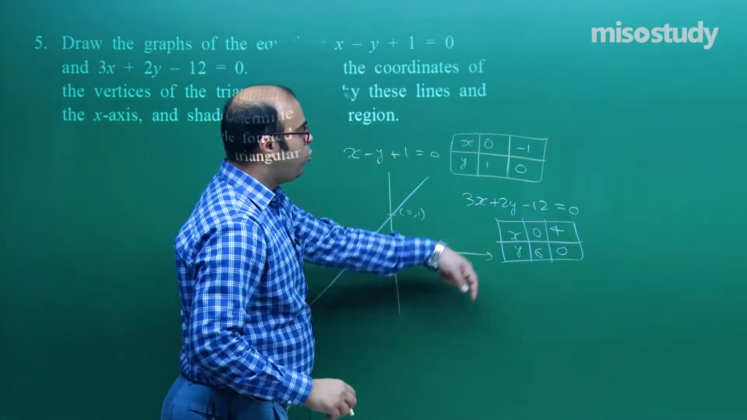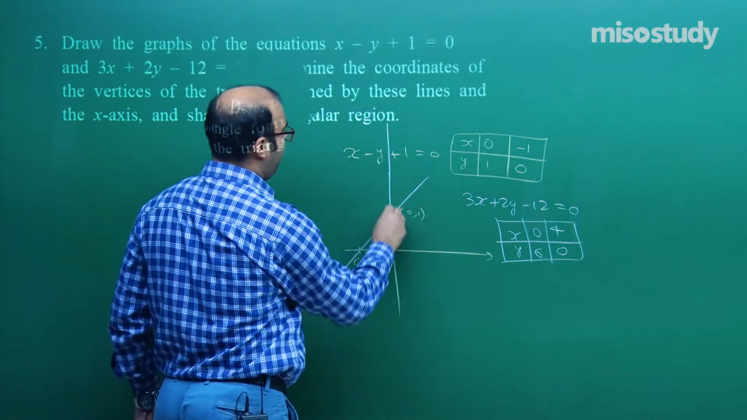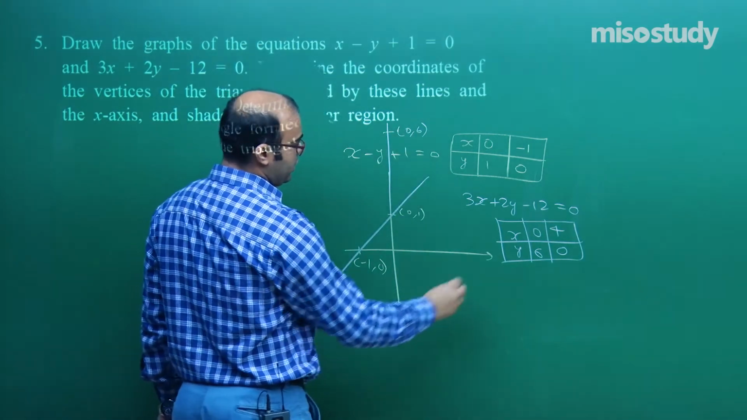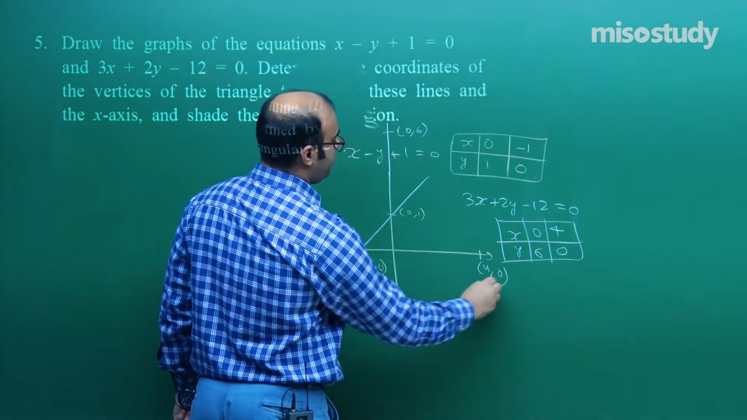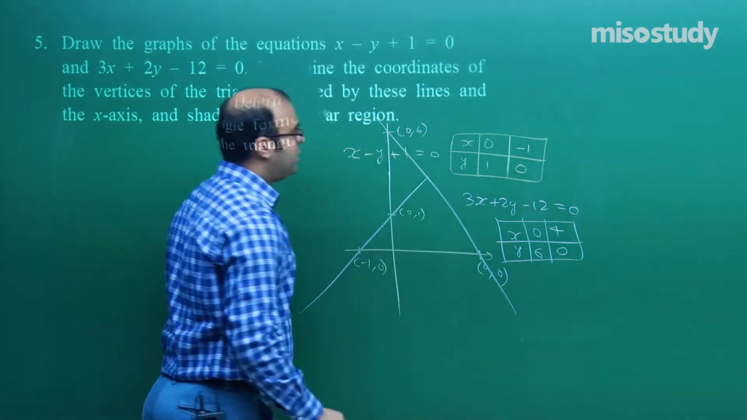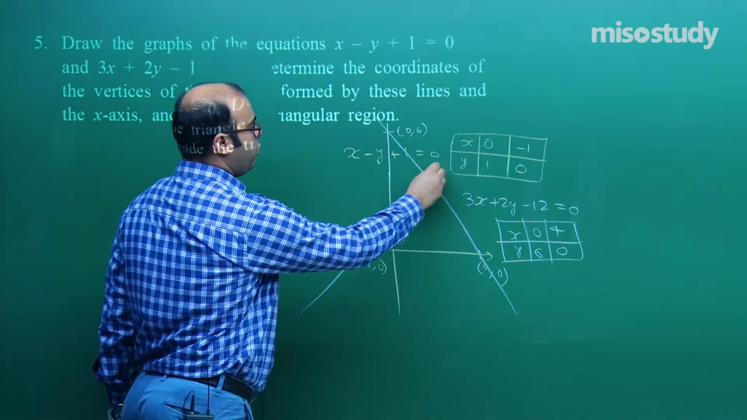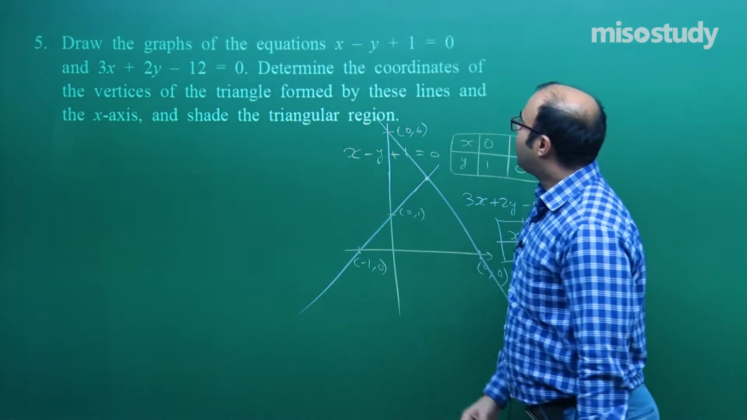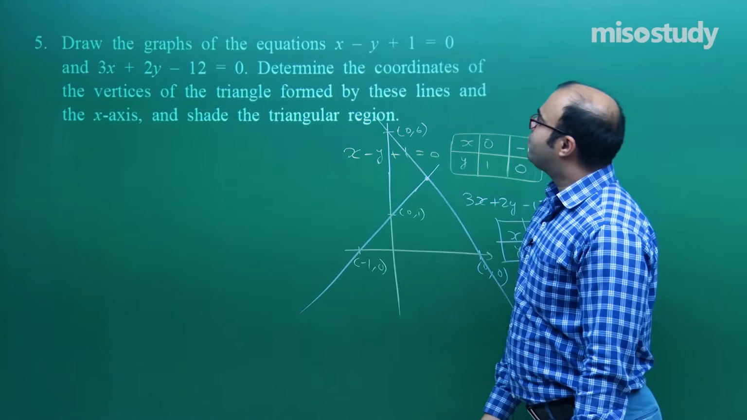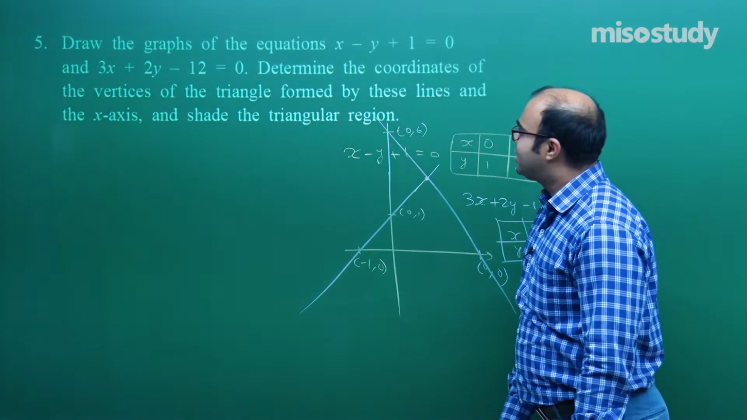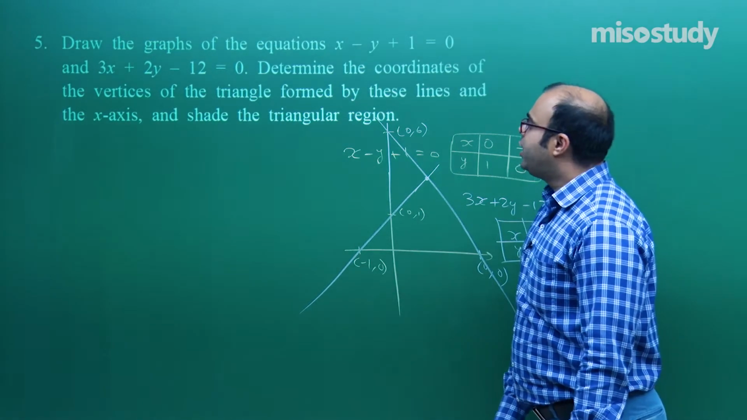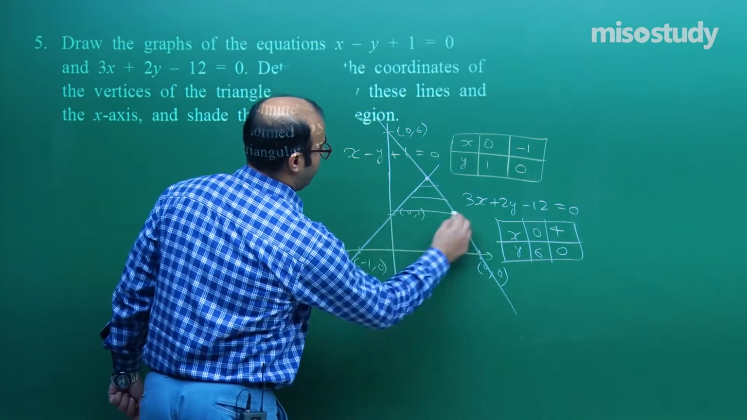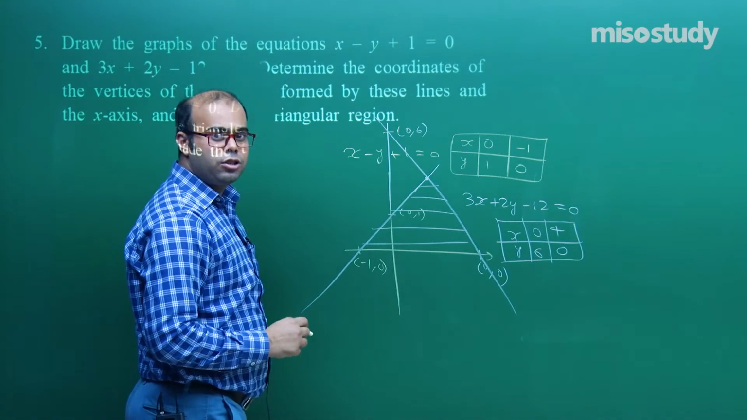So point is (0, 6), which is somewhere here, and (4, 0), which is somewhere here. We join these 2 points, and this is the line, another line. These 2 lines intersect at a point. Now let us determine the coordinates of the vertices of the triangle formed by these lines and the x-axis, and shade the triangular region. So the triangular region which we get is this one, with the x-axis and these 2 lines.